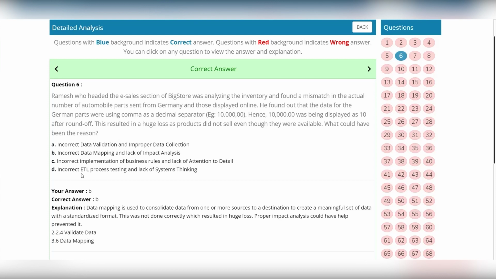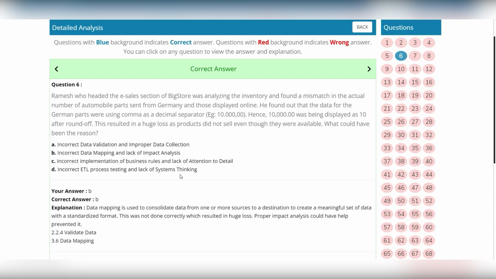In case of option D, we can say yes, ETL, which is the extract, transform, and load process, out of which the transform process testing was not done to convert the incorrect decimal and comma positioning. This is right. But is systems thinking correct? Systems thinking is understanding how the people, processes, and technology within an organization interact, and it allows business analysts to understand the enterprise from a holistic point of view. So here we are not talking about systems thinking.